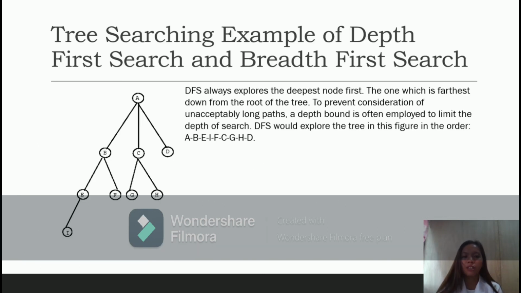This figure is the tree-sorting example of depth-first search and breadth-first search. DFS always explores the deepest node first, that is, the one which is farthest down from the root of the tree. To prevent consideration of unacceptably long paths, a depth bound is often employed to limit the depth of search. DFS would explore the tree in this figure in the order of A, B, E, I, F, C, G, H, D.